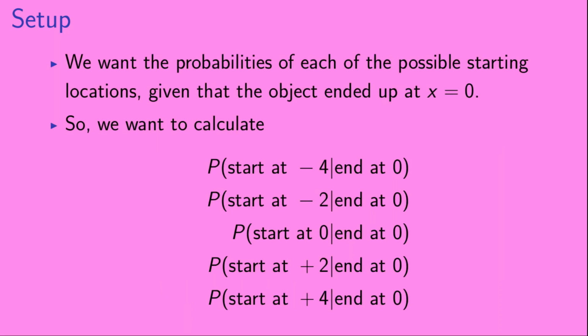Okay. So we want the probabilities of each of the possible starting locations, given that the object ended up at x equals 0. So this means we want to calculate the probability that the object started at -4, given that it ended at 0, the probability that it started at -2, given that it ended at 0, the probability that it started at 0, given that it ended at 0, the probability that it started at +2, given that it ended at 0, and the probability that it started at +4, given that it ended at 0.